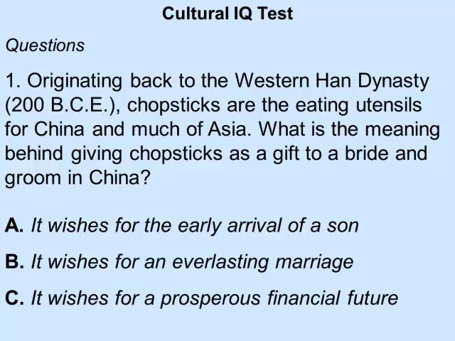First question. Originating back to the Western Han Dynasty, chopsticks are the eating utensils for China and much of Asia. What is the meaning behind giving chopsticks as a gift to a bride and groom in China? A. It wishes for the early arrival of a son. B. It wishes for an everlasting marriage. C. It wishes for a prosperous financial future.